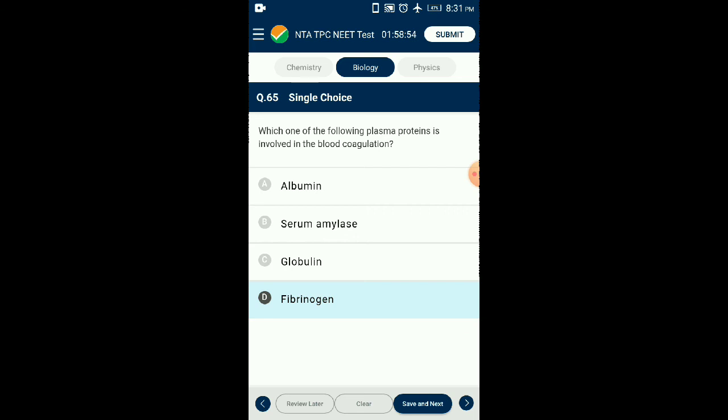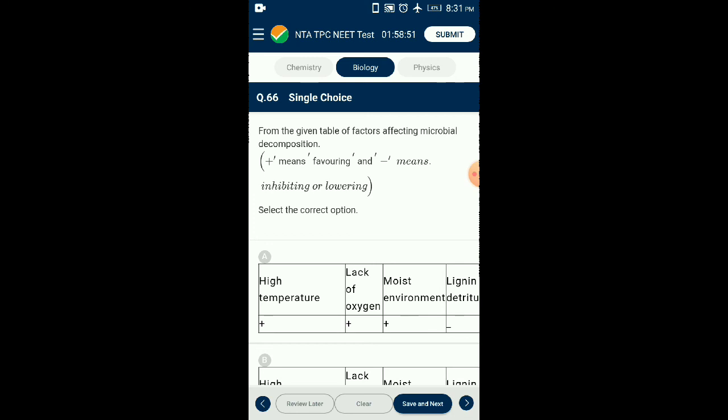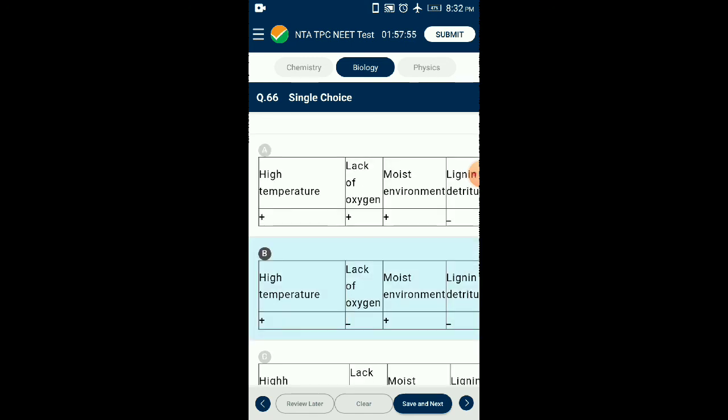Question number 66. From the given table of factors affecting microbial decomposition, positive means favoring and the negative means inhibiting or lowering. Select the correct one. Here the first likely matching option is option B. High temperature is favorable for decomposition. Absence of oxygen is not favorable. Moist environment is favorable. If the cell wall is made up of lignin and chitin detritus, it is not favorable for microbial decomposition.